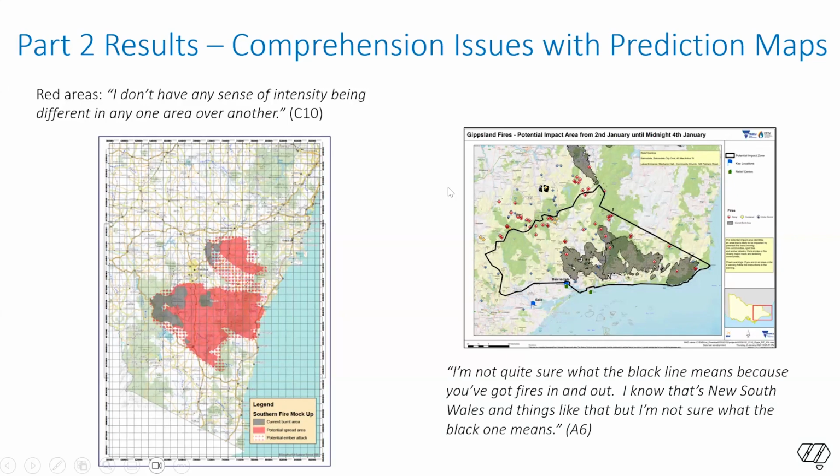And so a participant from Victoria said, "I'm not sure what that black line means because you've got fires in and out. I know that's New South Wales," and so they're referring to that straight black line there and things like that, "but I'm not sure what the black one means." And so this yellow box to the right of that map explains the potential impact zone, but not everybody read this or understood it. So overall, I would say across all of our maps, people were seeing very different things looking at the same map.